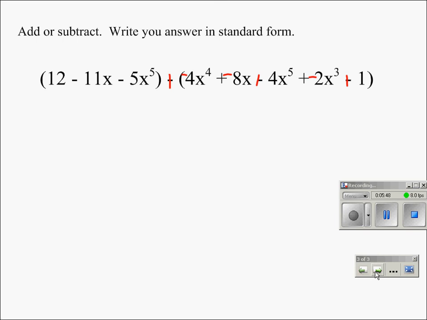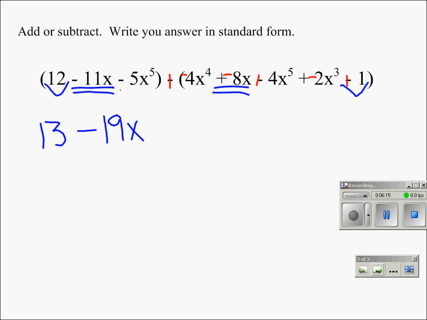So we're going to work on combining our like terms. I have a constant 12 with no variable. I have a constant 1 with no variable. That's now positive. But combine those two together, and I get 13. I have a negative 11x and a negative 8x gives me negative 19x.